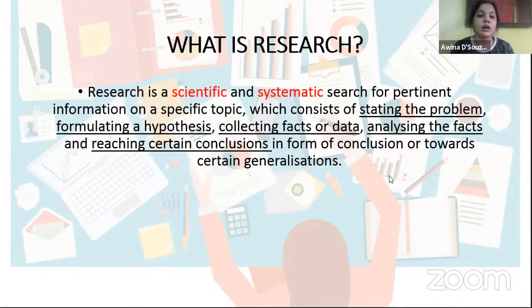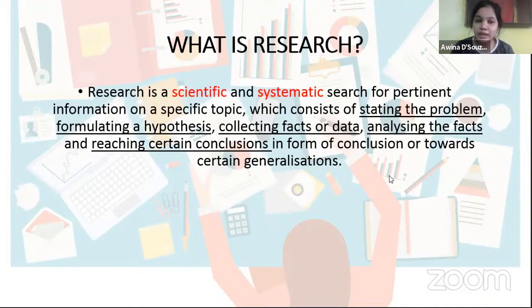Next is formulating a hypothesis. So why do we need to formulate a hypothesis? We need to formulate a hypothesis because we need to come to a certain conclusion by the end. You need to find out whether a particular study is having any effect or not. So you keep two different assumptions open, that it has an effect and that it doesn't have an effect. That is called formulating a hypothesis.